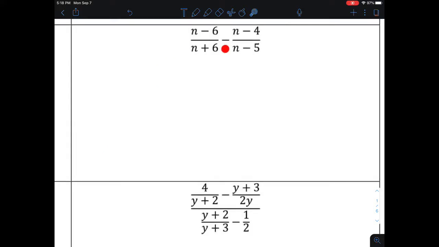Let's actually do the subtraction of fractions. Now the process stays the same. So in order to subtract fractions, I have to have common denominators. So my common denominator is going to be the product of the two bottoms. So I'm going to multiply the fraction on the left by the denominator on the right, so n minus 5 over n minus 5. And the fraction on the right-hand side by the denominator of the left, n plus 6 over n plus 6.